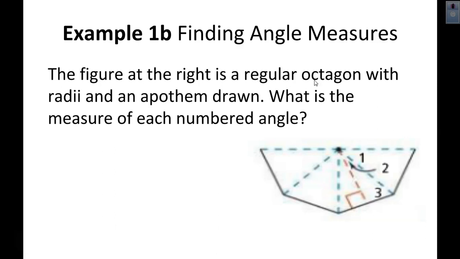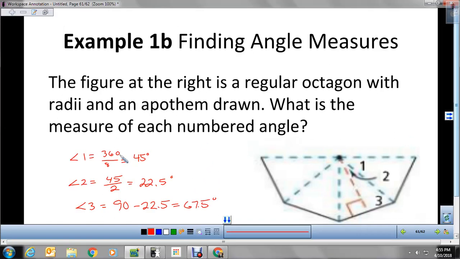So we know the number of sides by looking at the directions here in the problem, and it says it's an octagon, which means it has 8 sides. So find the measure of angle 1, 2, and 3. Pause the video, and when you're finished, hit play and come back and check to see how you did. All right, so let's see how you did.